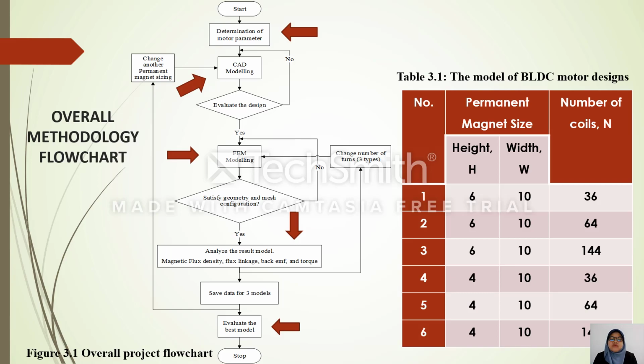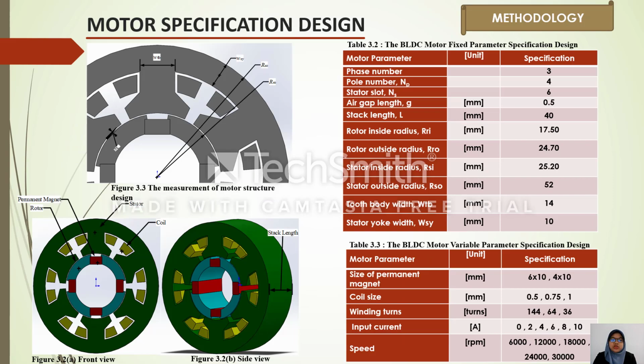So this is the flowchart for the overall methodology to design the motor. In this study, there are 6 designs of motor according to 2 sizes of permanent magnet, and each size has 3 types of number of coil turns as shown in Table 3.1. Figure 3.3 shows the measurement of the motor structure design.